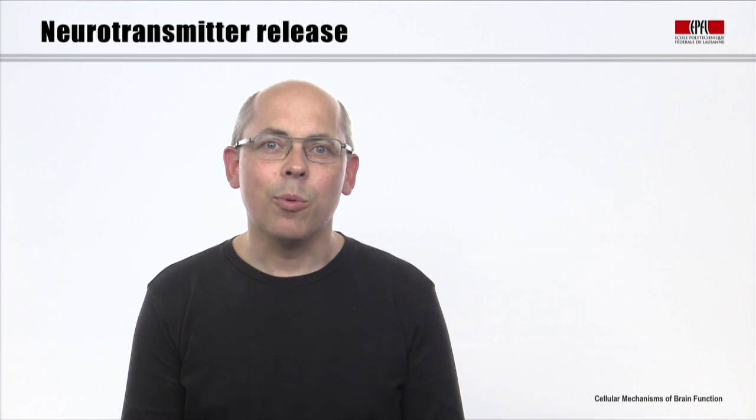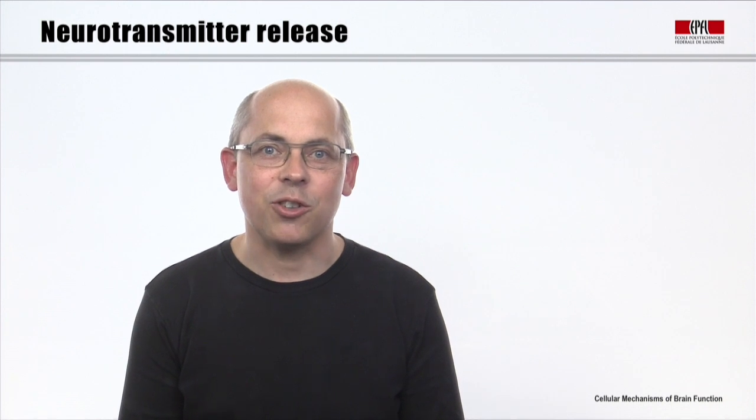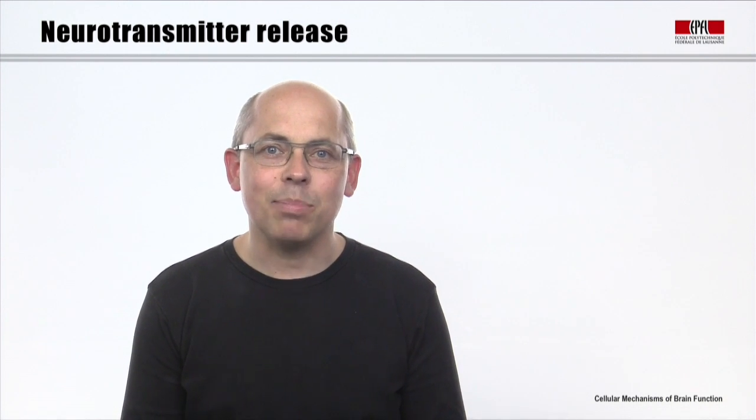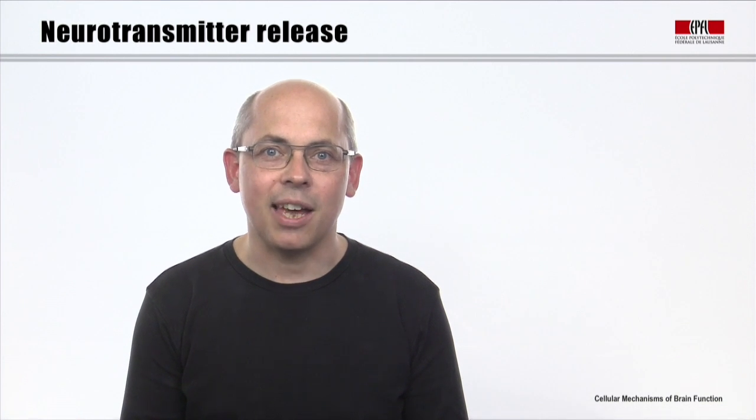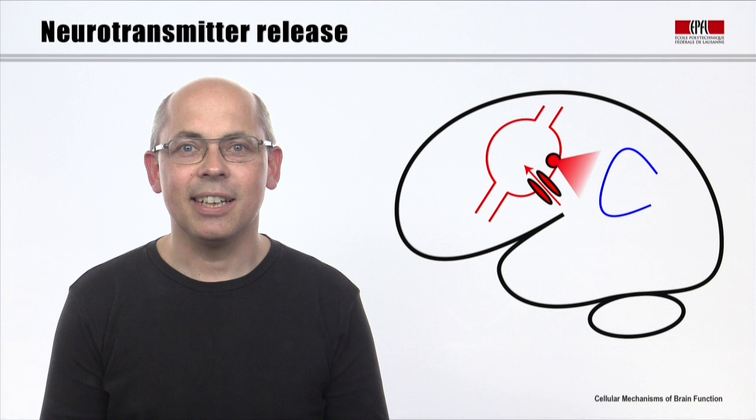In this lesson, we're going to take a closer look at what happens inside the presynaptic specialization. How can the action potential drive neurotransmitter release on such a fast timescale? There are three key events that need to take place in the presynaptic specialization.